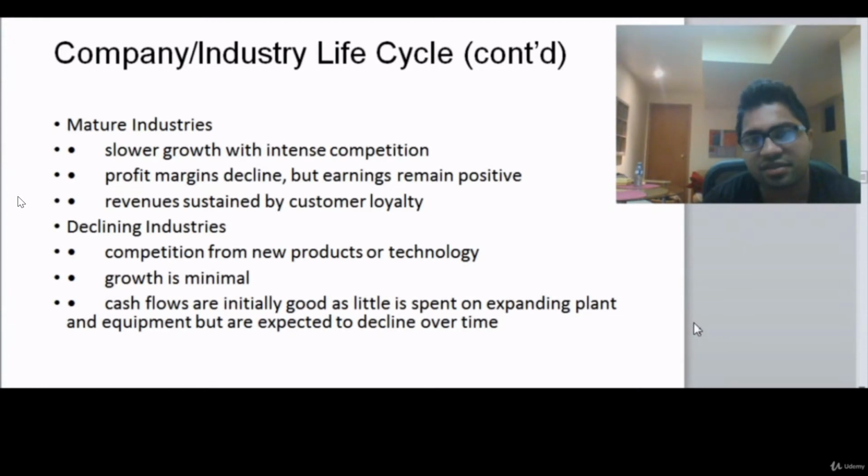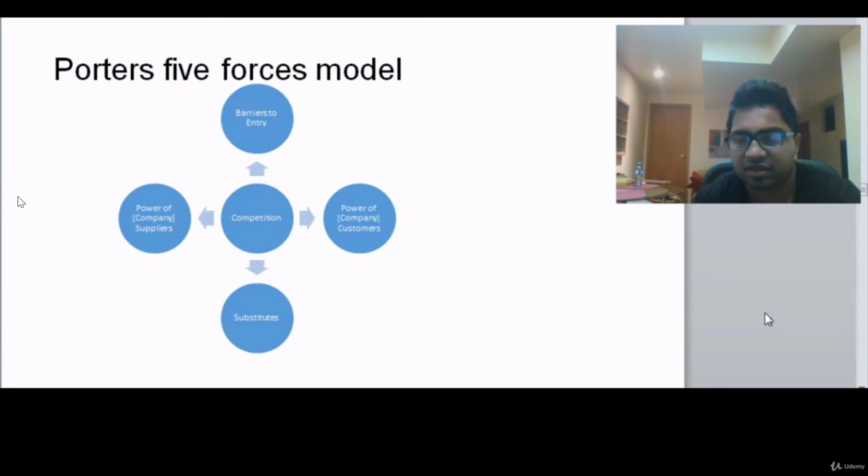Declining industries, so competition is there from new product or technology. Growth is minimal, and cash flows are initially good, as little is spent on expanding plant and equipment, but they are expected to decline over time. Next part of it is Porter's five forces model. So there are five factors we analyze when we analyze industry competitiveness by using Porter's five forces.